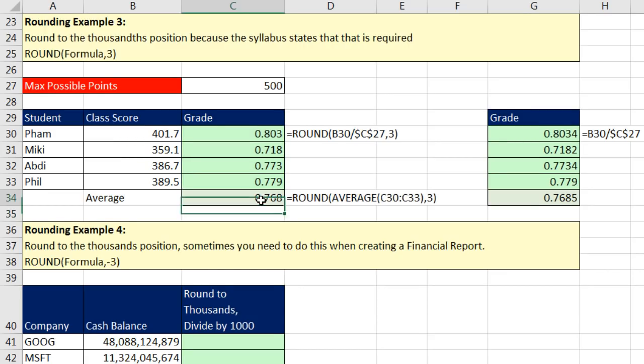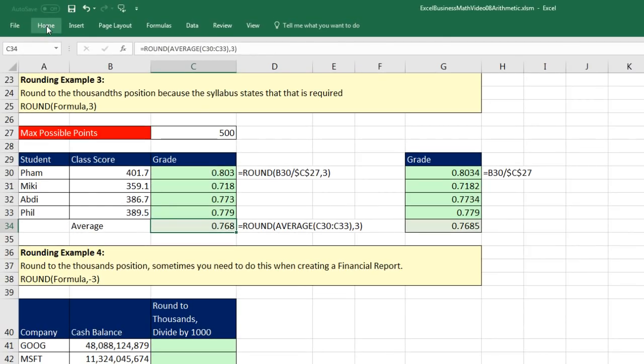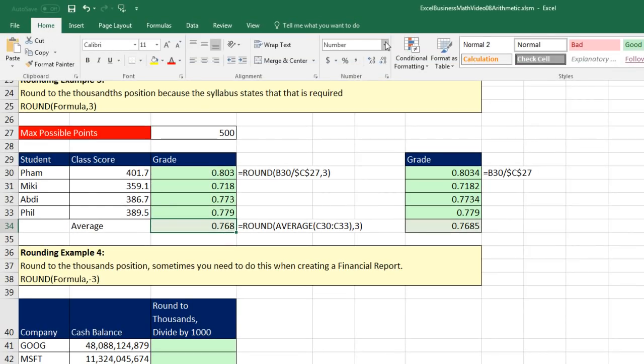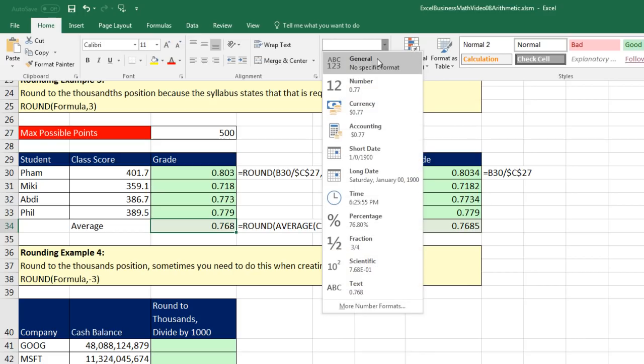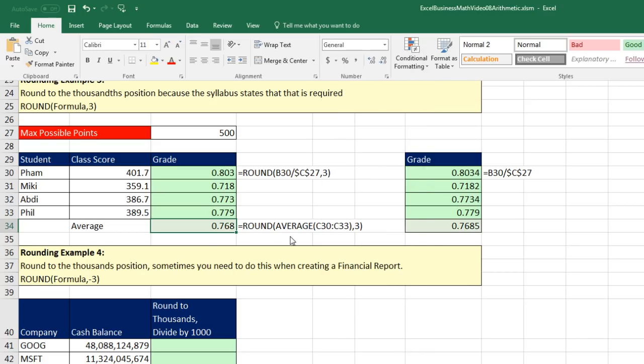When I hit Enter, I'm going to actually click back in that cell to prove. Go up to Home, Number. I have the number because I decreased decimals. I'm going to make sure and apply General. I want to prove to myself that sure enough, the round function took the output from the average function and rounded to the third digit to the right, thousandths position.